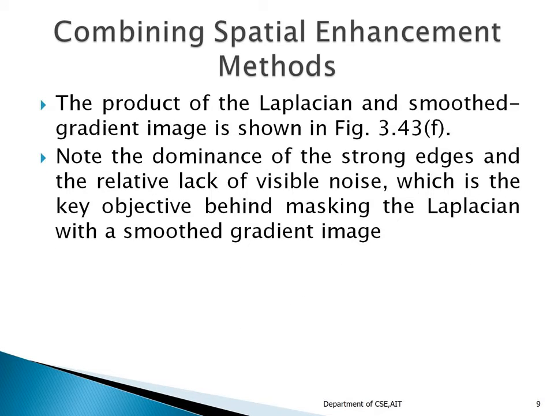The next image, F, is a product of the Laplacian and the smoothed gradient image. So you can see the dominance of the strong edges and the relative lack of visible noise. When you combine both of these, you get the advantage of a strong edge and also less noise. That is the main aim when I combine the Laplacian with a smoothed gradient image.